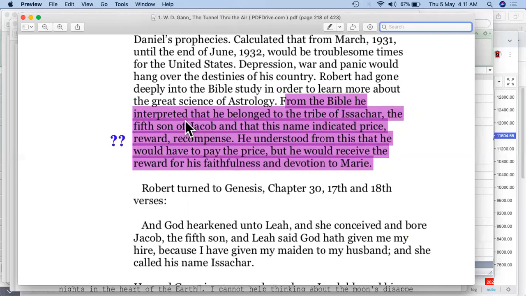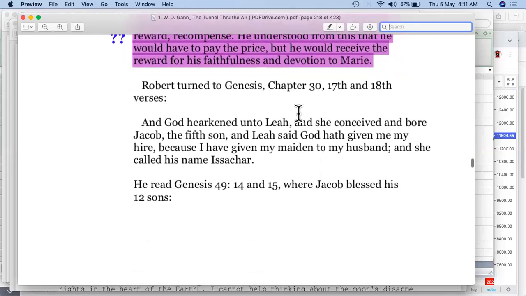From the Bible, he interpreted that he belonged to the tribe of Issachar, the first son of Jacob, and that this name indicated price, reward, recompense. He understood from this that he would have to pay the price, but he would receive the reward of his faithfulness and devotion to Mary. So, as per my interpretation, this is more about your horoscope and the rest of the parts which are there. Probably Gann tried to use that also, but apart from that, if there are any other interpretations, please do let me know.